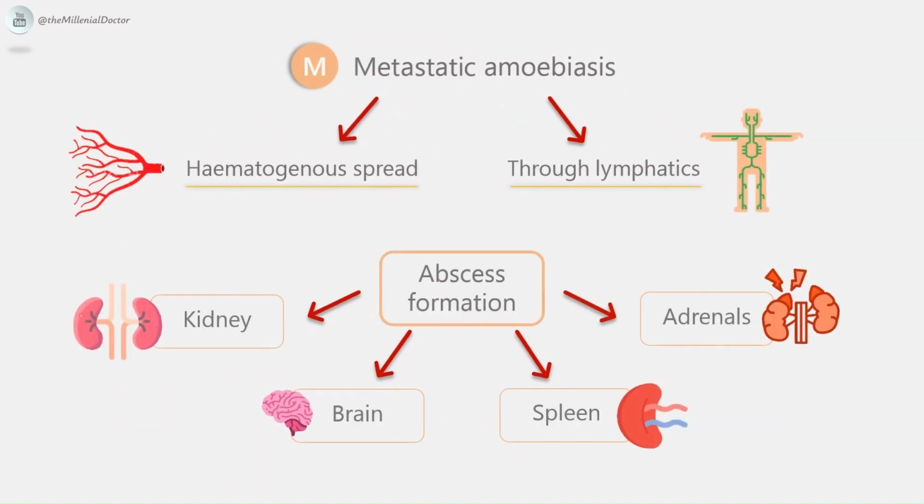Next, the metastatic amoebiasis. Involvement of distant organs is by hematogenous spread and through lymphatics. Abscesses in kidney, brain, spleen and adrenals have been noticed. Spread to brain leads to severe destruction of brain tissue and is fatal.